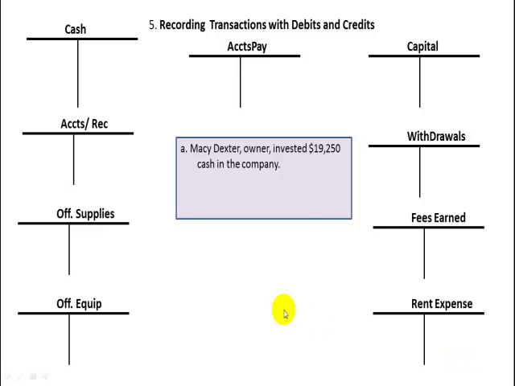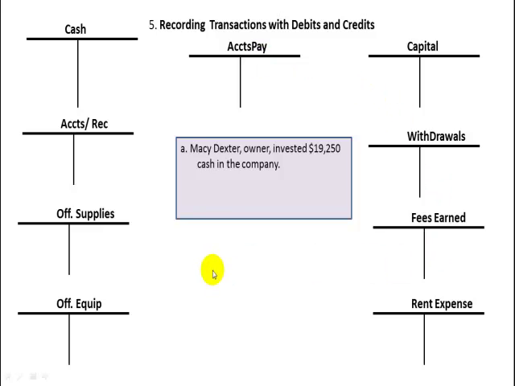Okay, let's record 9 transactions. Let's use debits and credits, and the information about each transaction will be in this center block, and the accounts are going to be all around this page.